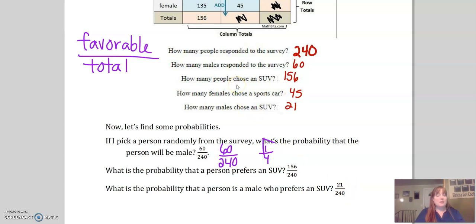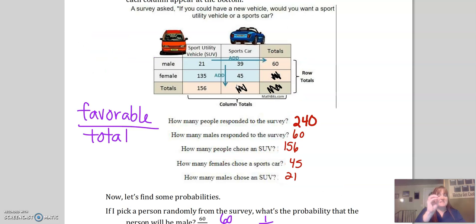Okay, so now I'm getting a little bit deeper into this, right? I'm not looking at everyone who wants an SUV and I'm not looking at just the males. I'm looking at males who prefer SUVs. So I only have 21 out of 240 people that, if I pick one person at random, I would get a male who wanted an SUV.